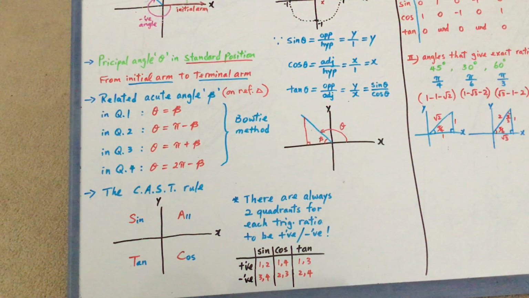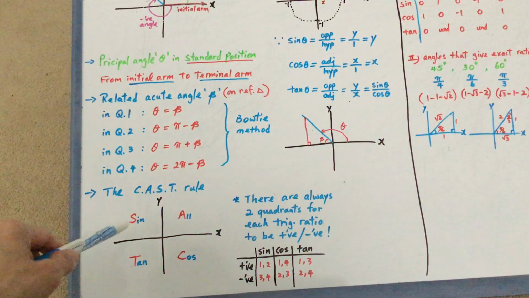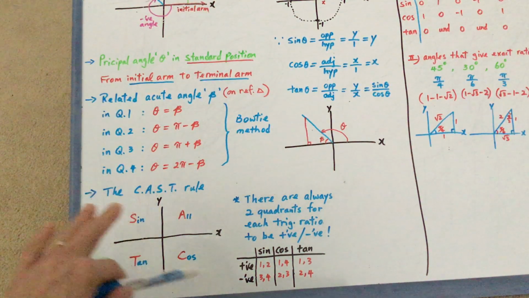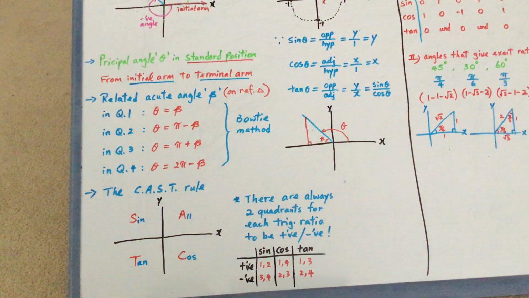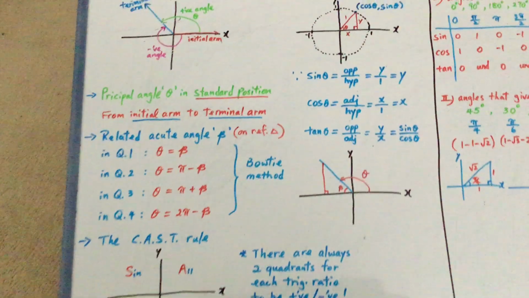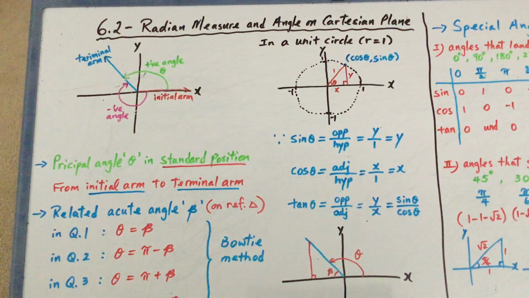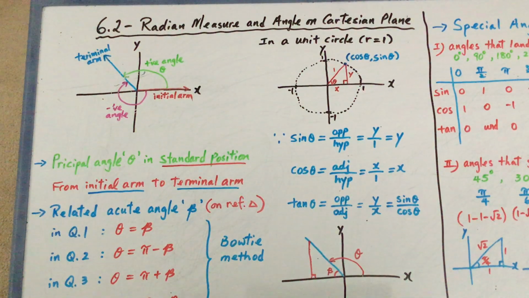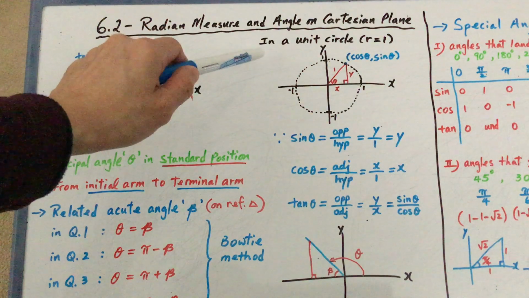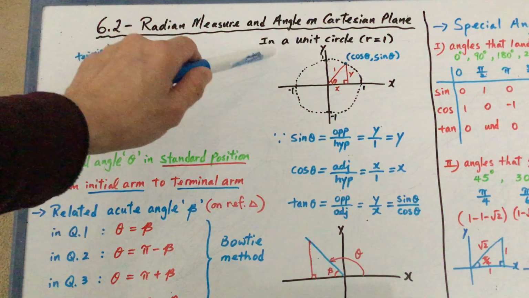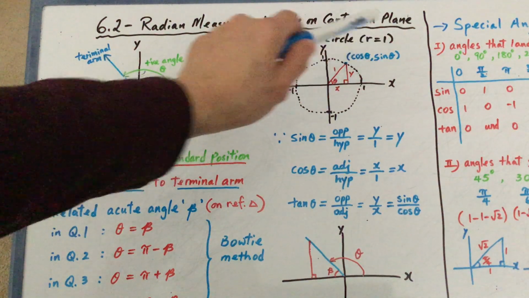I'm going to show you guys some examples later on how to work with the CAS rules, but those are the rules and those are the formulas that we need to keep in mind all the time. And especially when it comes to the unit circle, we all know that on the unit circle, the radius is always equal to 1.